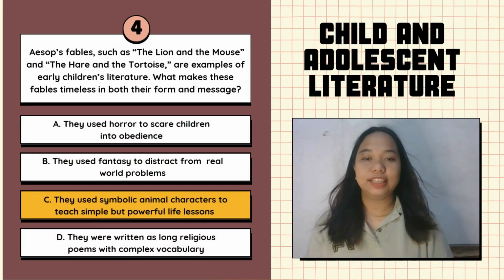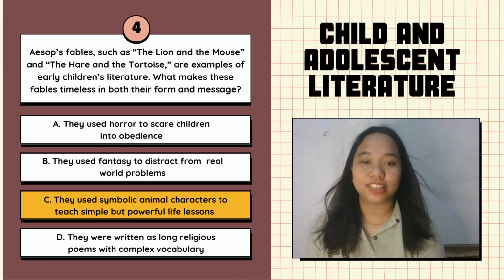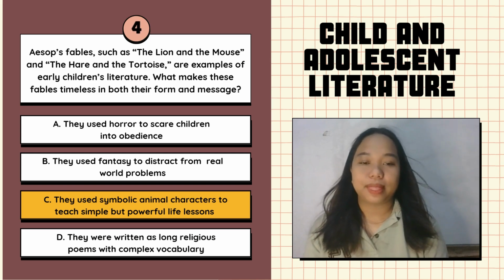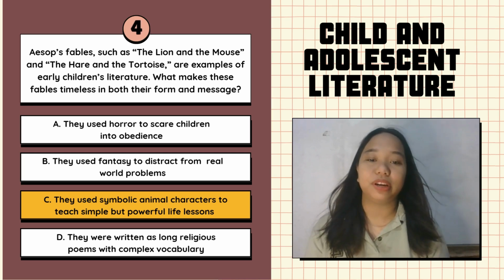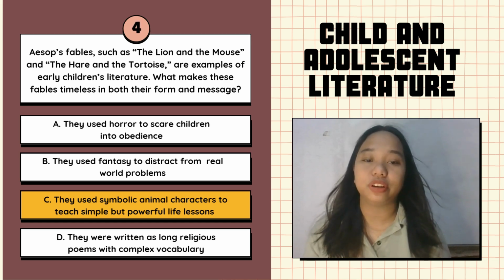So the correct answer is letter C. Symbolic animal characters and powerful life lessons. Aesop's fables are still widely read today because they communicate timeless lessons through accessible storytelling. By giving human traits to animals like a proud hare or a grateful lion, Aesop was able to reflect everyday moral choices in a way children could easily remember and relate to.